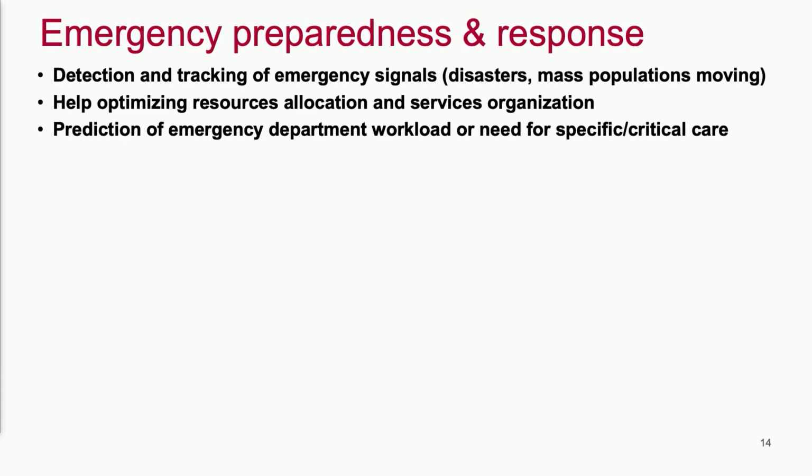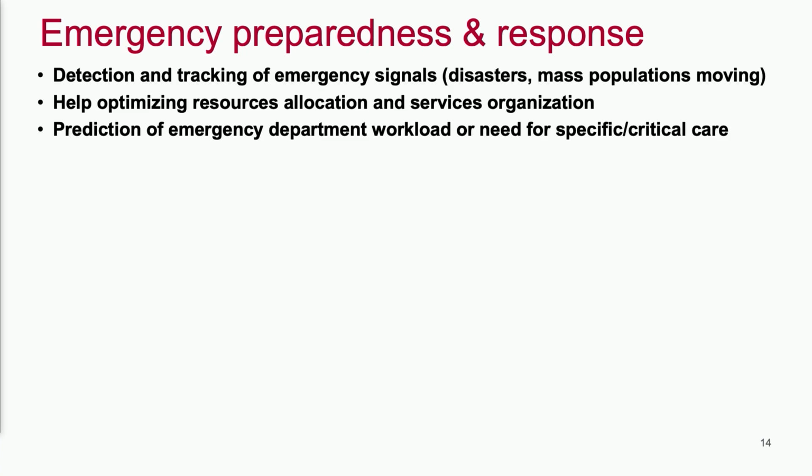The next is about emergency preparedness and response, which is also a big domain in public health. And in this domain, AI methods could help, for example, in detection and tracking of emergency signals. It can be related to disasters, mass population moving, also to help optimize resource allocation and services organization. And finally, they could also help deriving predictive models of emergency department workload.